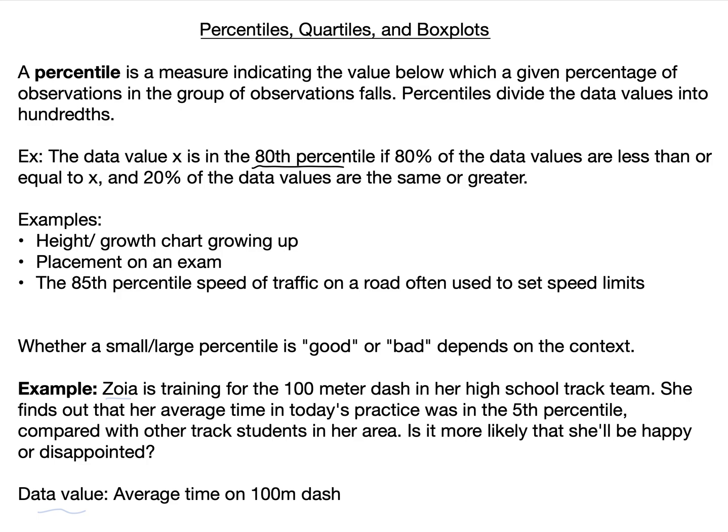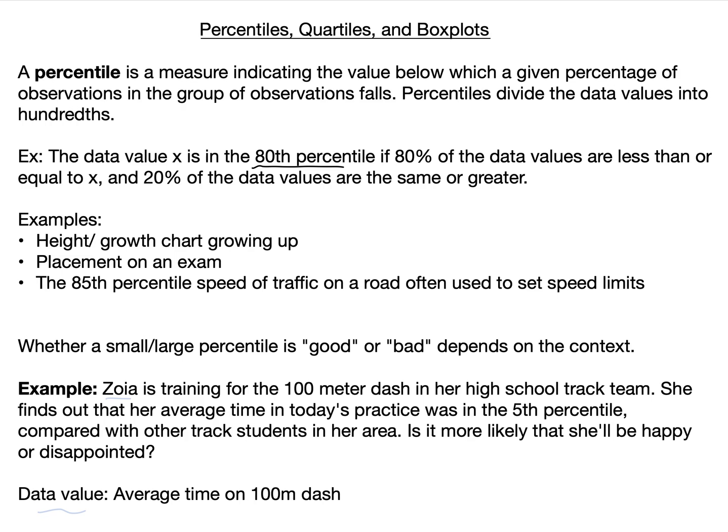Some examples you might be familiar with would be your height or growth chart growing up. Whenever you visit the doctor as a kid, when you're growing, the doctor might say, oh, you're in the 70th percentile for your height. That means you're taller than average, you're taller than 70% of other kids, and so on. You might also see percentiles in placement on an exam.